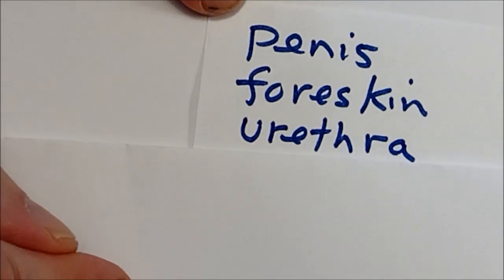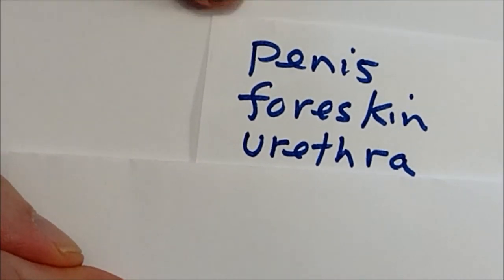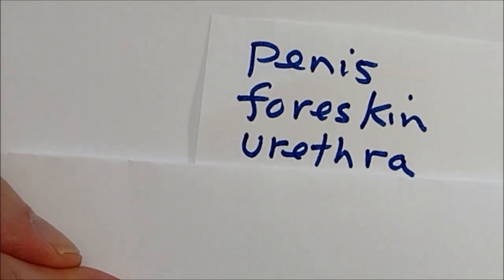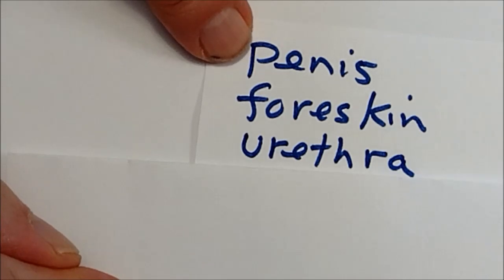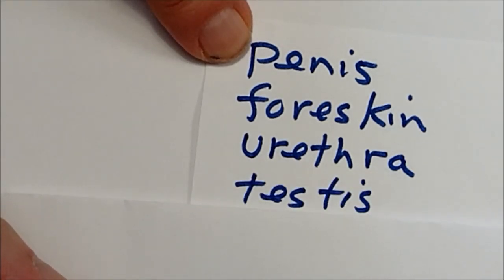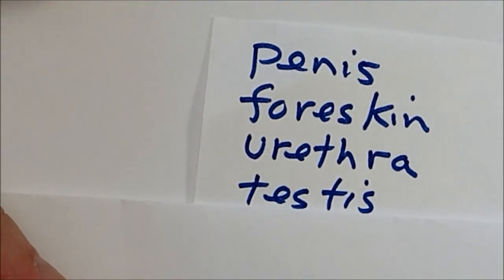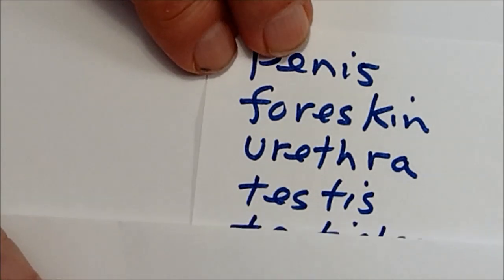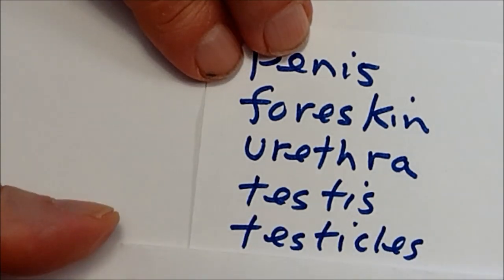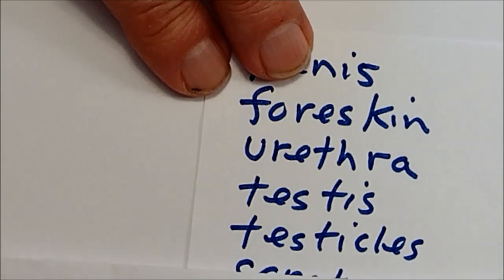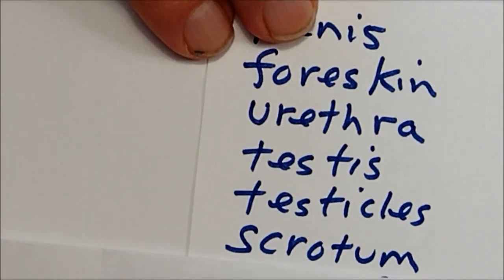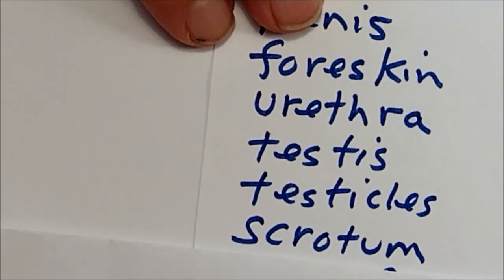And the urethra. This is the fancy name for the tube inside of the penis through which both urine and sperm go, not at the same time, of course. Testes, this is where the sperm are made, and there are two testes. They hang down outside of the male in front, and they're sometimes called testicles, so don't be confused there. And they hang in something called a scrotum. That's the bag that the testes hang in.